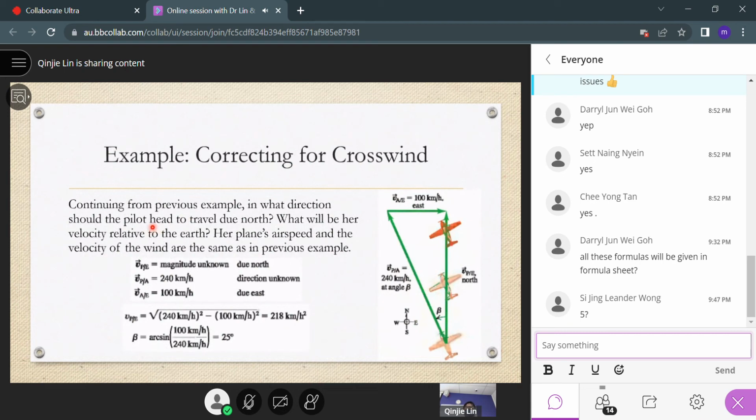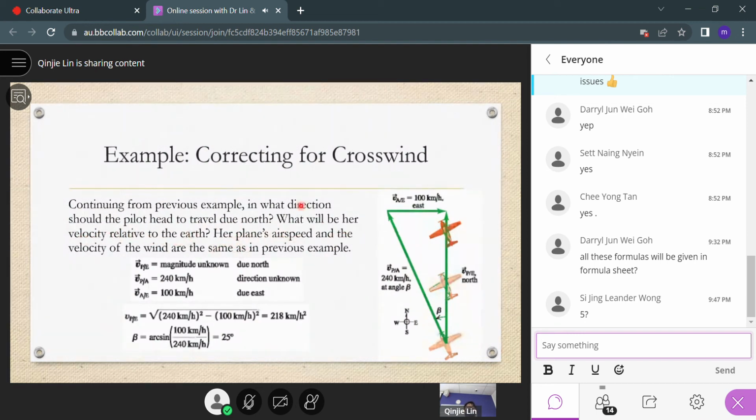Then we continue. Actually, it's the same example, so continue from the previous example. In what direction should the pilot head to travel due north? So just now she flew upwards, she went a bit to the right, but she actually wants to fly upwards. If not, she'll end up in a different place, correct? So she wants to fly upwards. So what will be her velocity relative to the Earth?